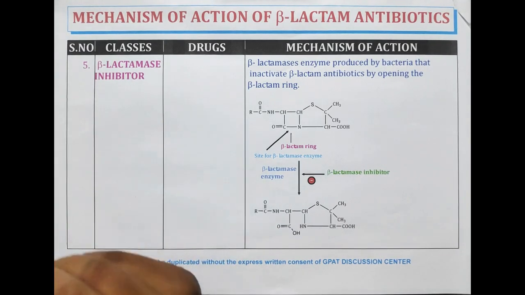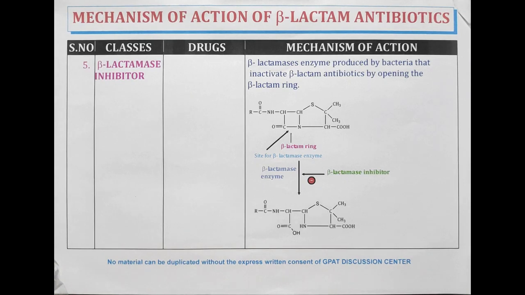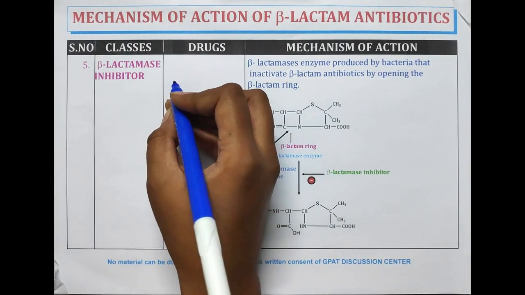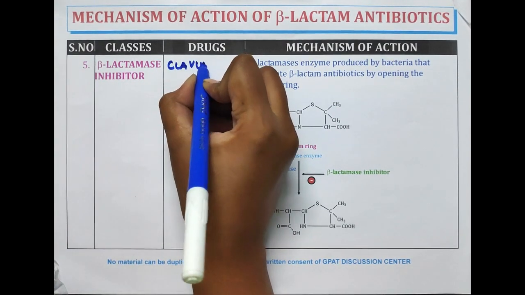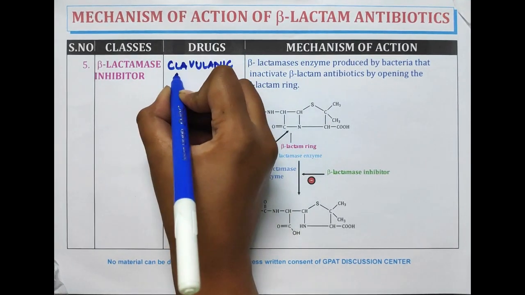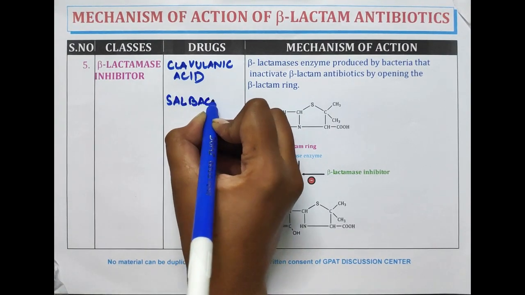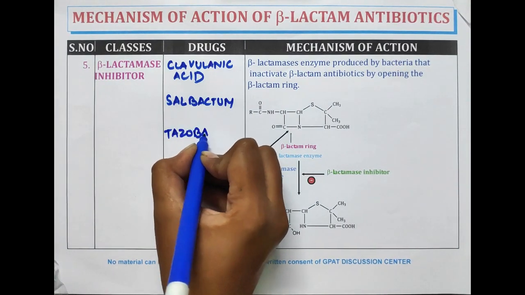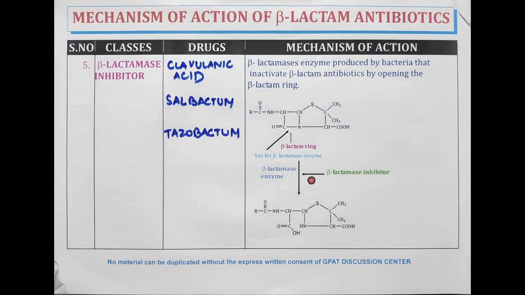Beta-lactamase inhibitors. The drugs which inhibit the enzyme beta-lactamase are clavulanic acid, sulbactam, and tazobactam. These three drugs are beta-lactamase inhibitors.